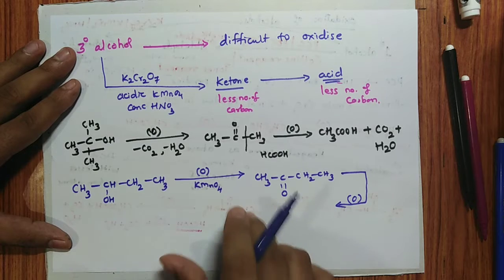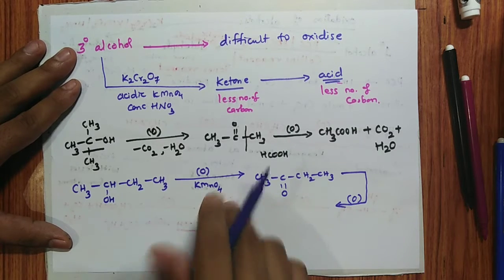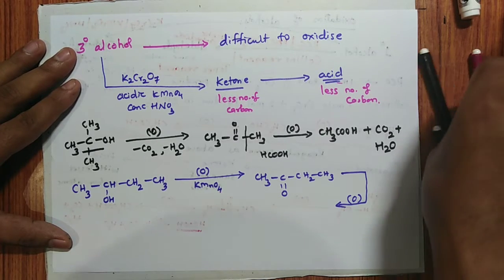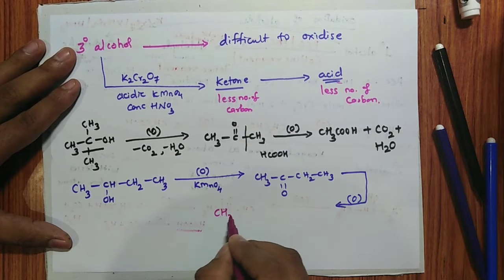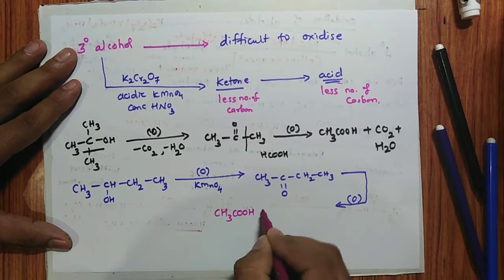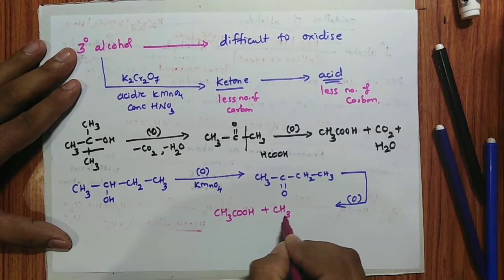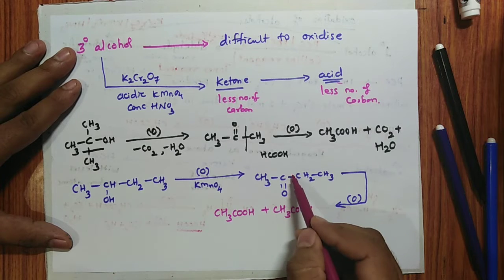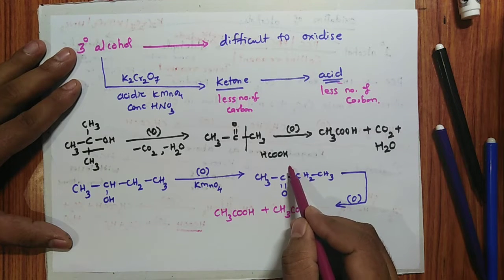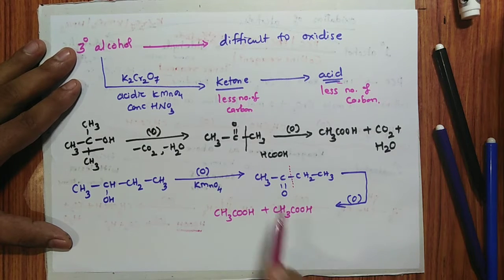the confusing part, very important to understand. Remember, here the product formed we can write as CH3COOH plus CH3COOH. How? I will break this bond here, so that you are going to get CH3COOH, CH3COOH. Or you can get this product also.